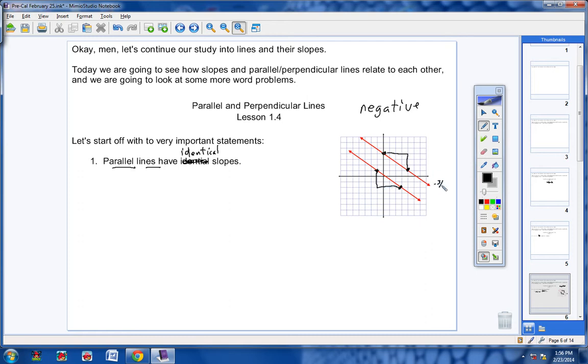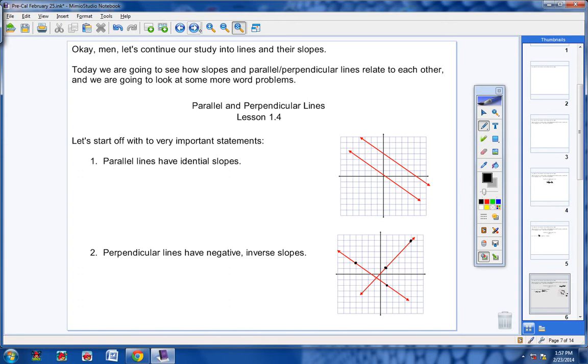So the slope for this line is negative 3/4. The slope for this line is negative 3/4. Let me say it again. If two lines are parallel, they will have identical slopes. You need to know that. Very important statement number 2. Perpendicular lines have negative inverse slopes. Perpendicular lines have negative inverse slopes.